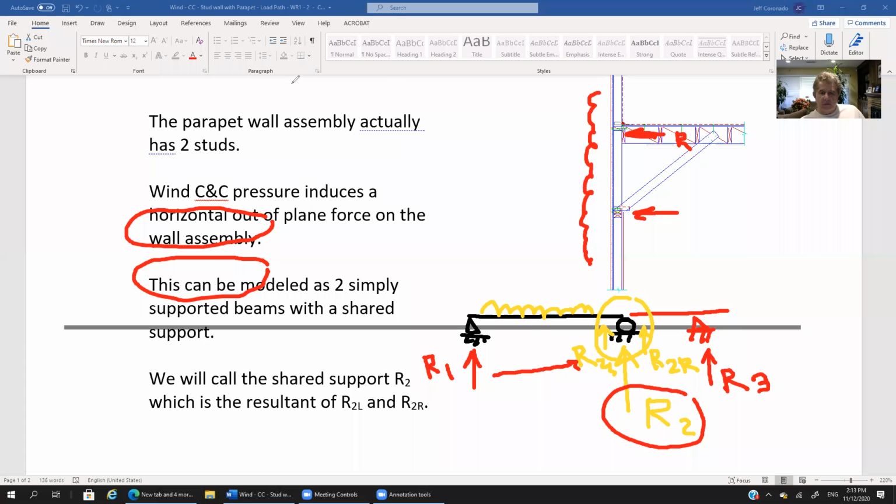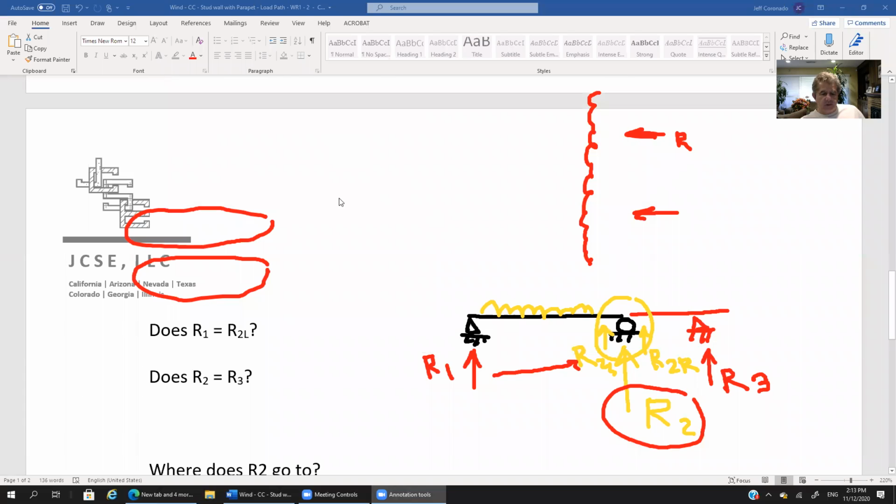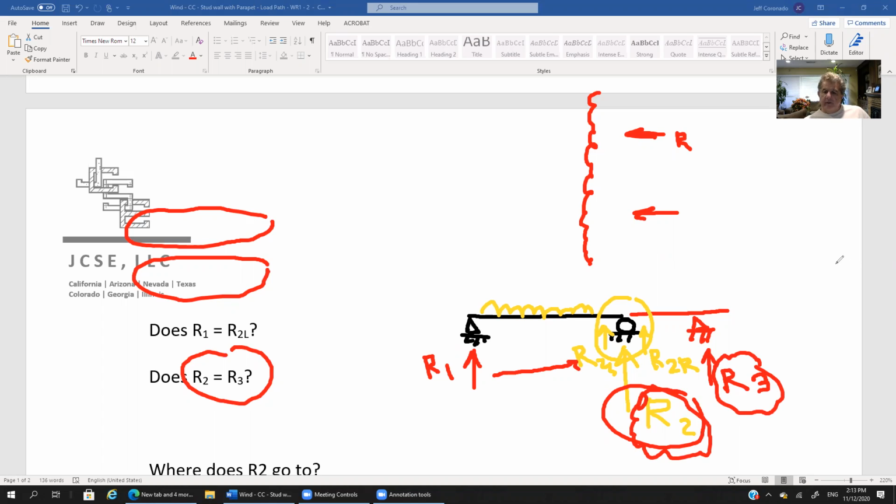So let me see if I can scroll back down. Does R2 equal R3? So that's this question right here. Think about it for a second. And hopefully you're realizing that the answer is no. R2 does not equal R3. The reaction that we have due to the wind pressure at that double top plate at R2 would not equal the reaction that we have at R3, which was at the roof line.